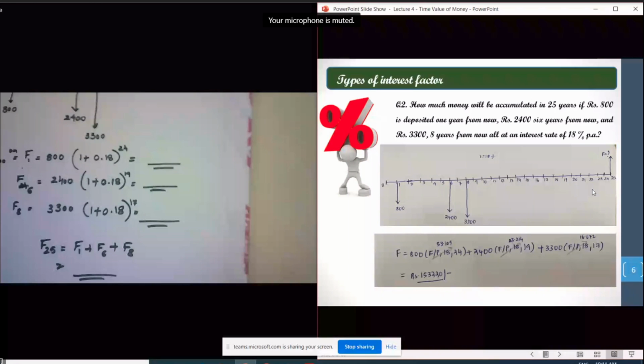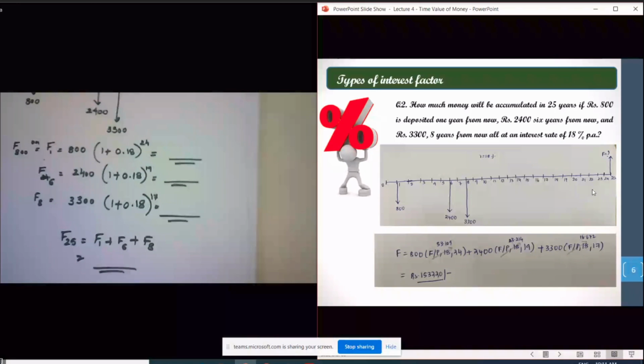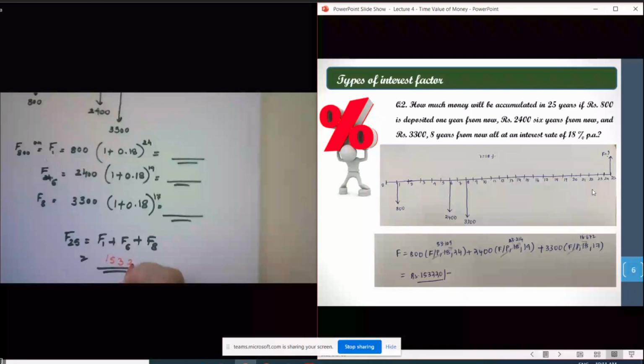So any doubts here? What is the value? 1,53,220 you will get using the interest factor table. What is the value for this? Same answer you will get. Students, whether you are getting the same answer? Yes, sir. Okay. If you are getting the same answer, then it is well and good. 1,53,220, right. So this is the value again. So any one type you can follow.